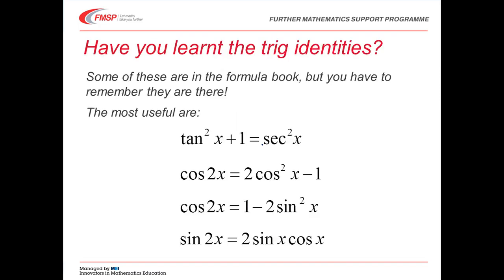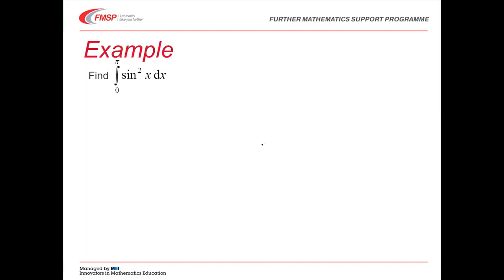Have you learnt the trig identities? Some of them are in the formula book, but you do need to remember that they're there, so that when you see something that looks like one side of it, you'll think, there's an identity, I can change that. That's the idea with using these for integration. There are some functions we can integrate and other functions that we can't. But if we can change a function that we can't integrate into one that we can, then we can move on. So, there's an identity that will change sine squared of x into something with a multiple of x as the input, which we can deal with.